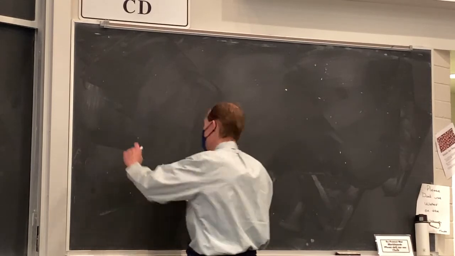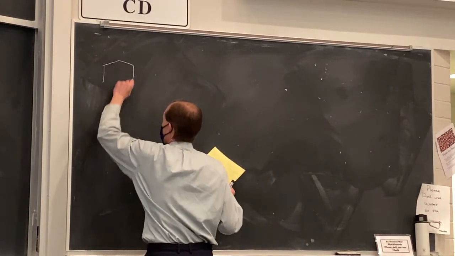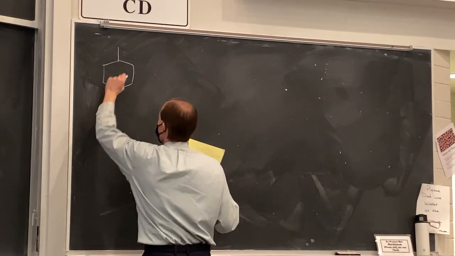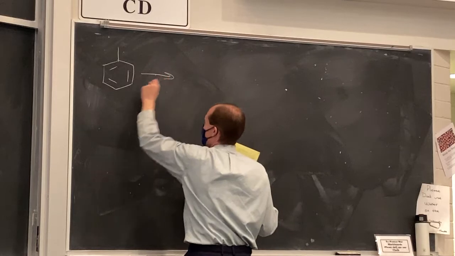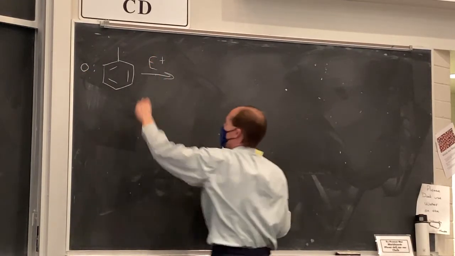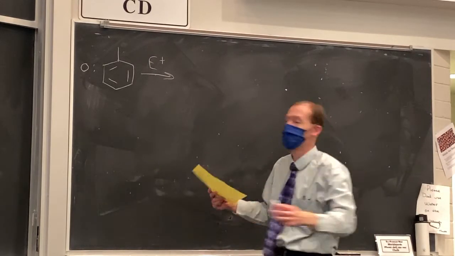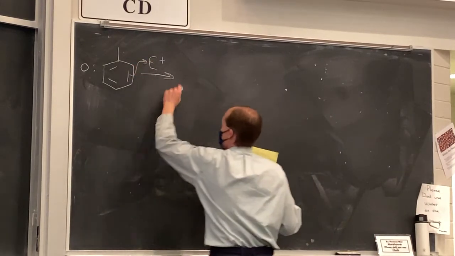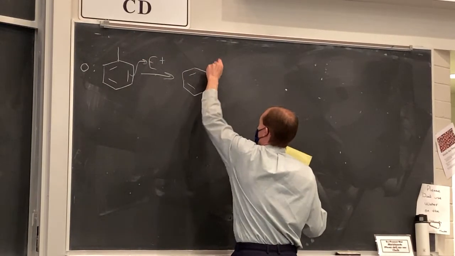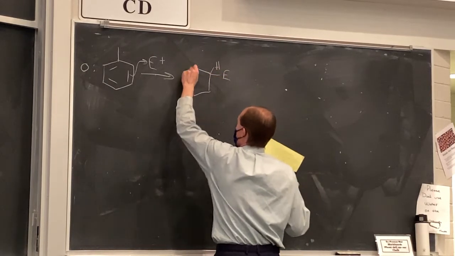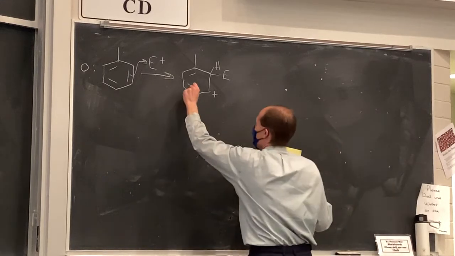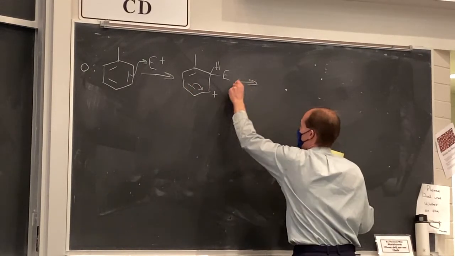So let's look at an alkyl group first. Let's start with toluene. So we're going to perform electrophilic aromatic substitution of toluene. And we're going to start with attack at the ortho carbon. We're just going to use E+ as a generic electrophile. So our pi electrons attack our electrophile. We're putting that electrophile ortho to the methyl group. That puts the positive charge meta. And now we have two resonance structures that we're going to draw.